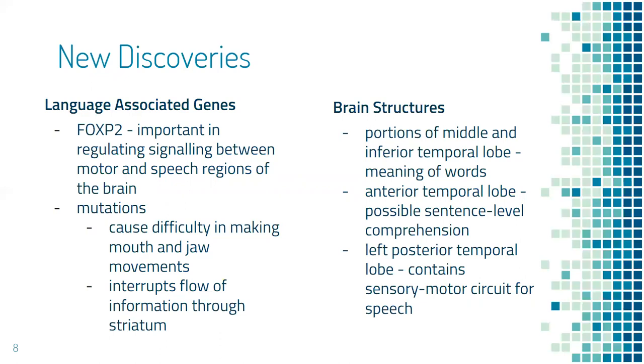Portions of the middle and inferior temporal lobe are responsible for accessing the meaning of words, and there is a possibility that the anterior temporal lobe plays a role in sentence-level comprehension. Additionally, the left posterior temporal lobe contains a sensorimotor circuit for speech, which may help communication between systems for speech recognition and production, as well as support verbal short-term memory.